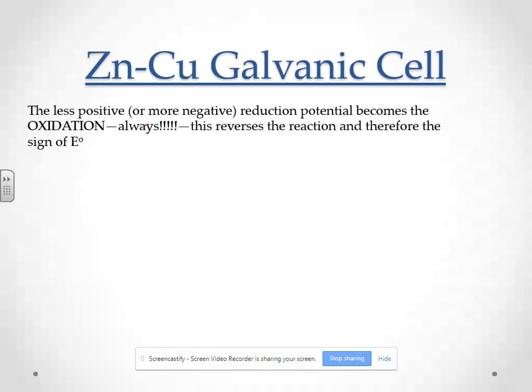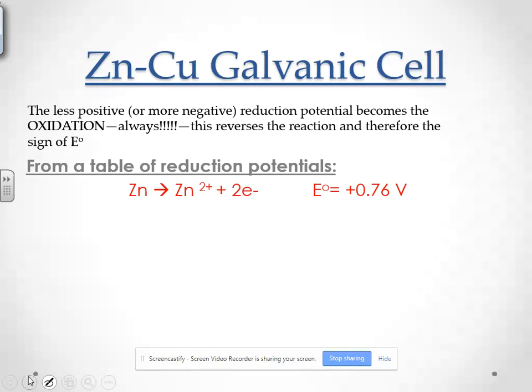So whenever you reverse the reaction and write it as an oxidation half reaction, this also reverses the sign of E. So if the cell potential was negative, then when you flip the reaction, it flips the sign of E. So from the table of reduction potentials, we have to flip the zinc half reaction in order to get those to give us a positive cell potential. So we flip the reaction, and we therefore change the sign to positive.